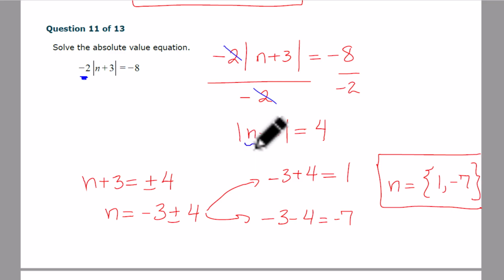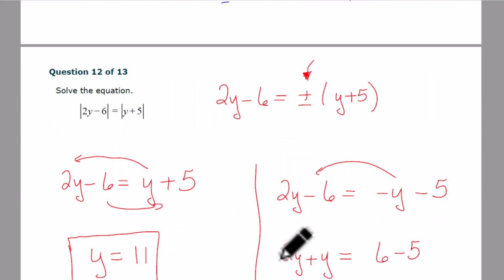So grab the inside and set it equal to the number on the right with a plus or minus. Move this +3 and then take care of the plus and the minus. And so I get answers of 1 and -7.